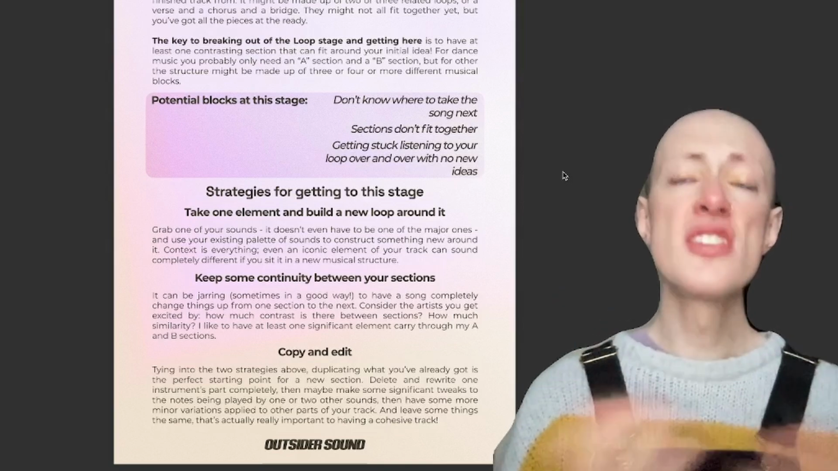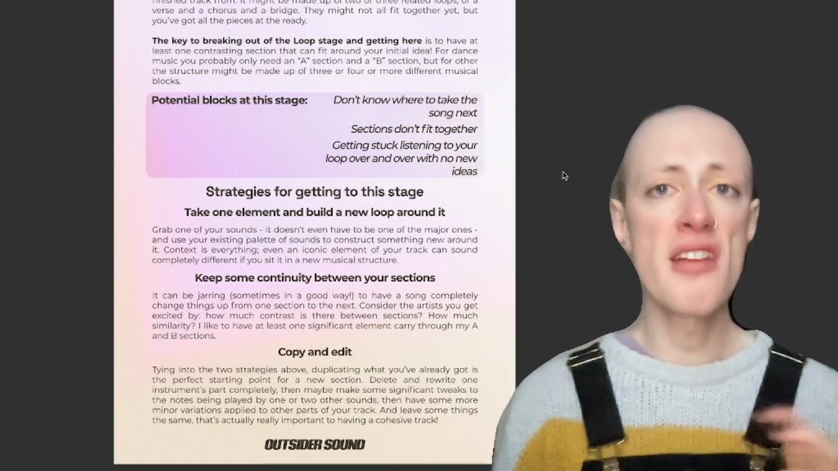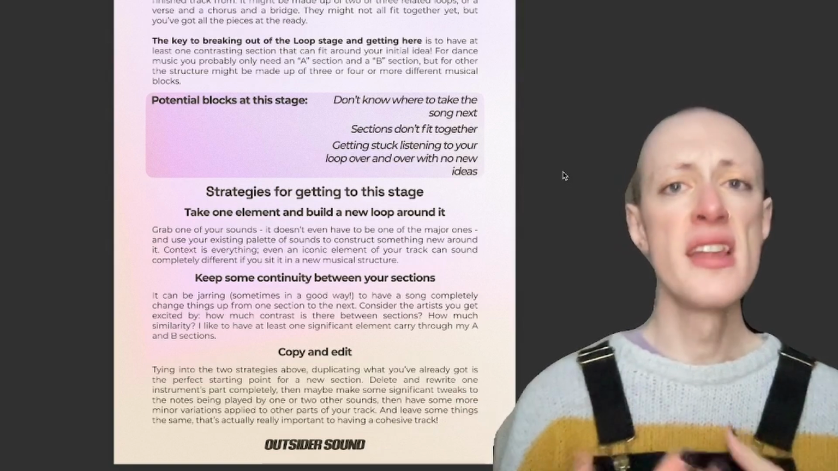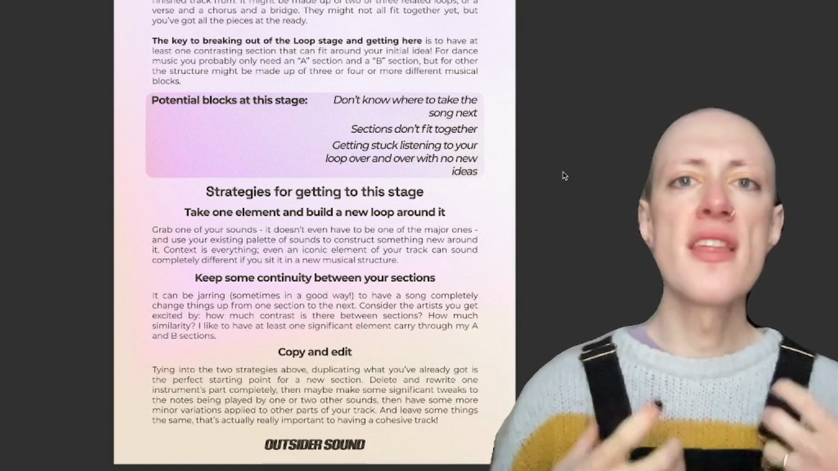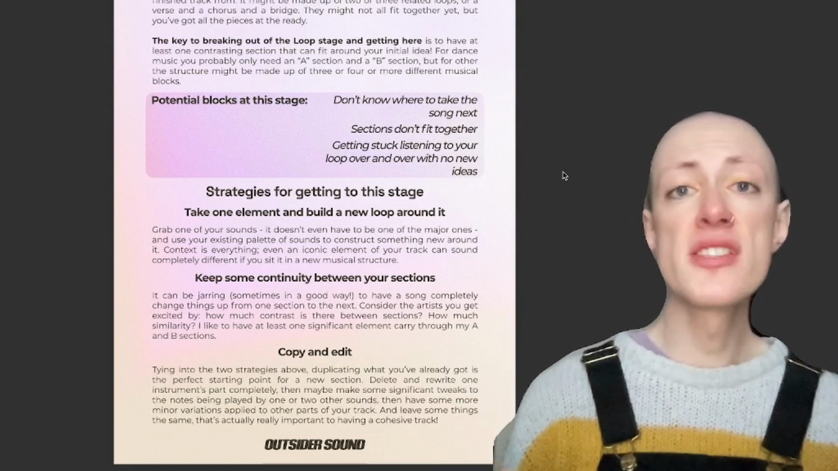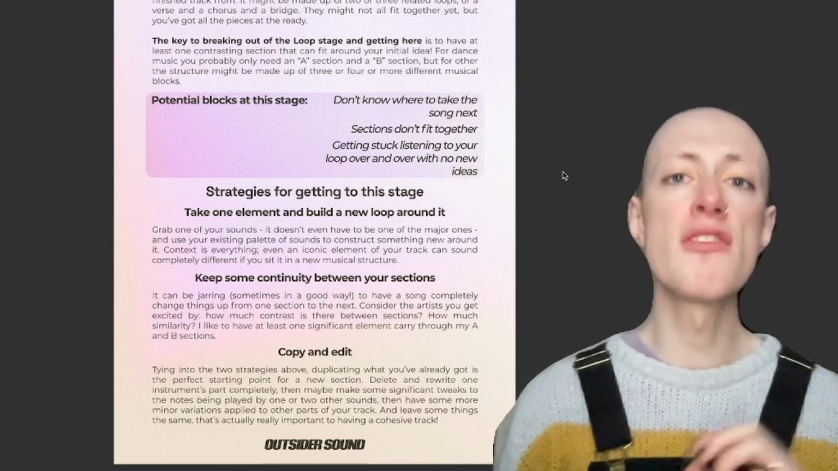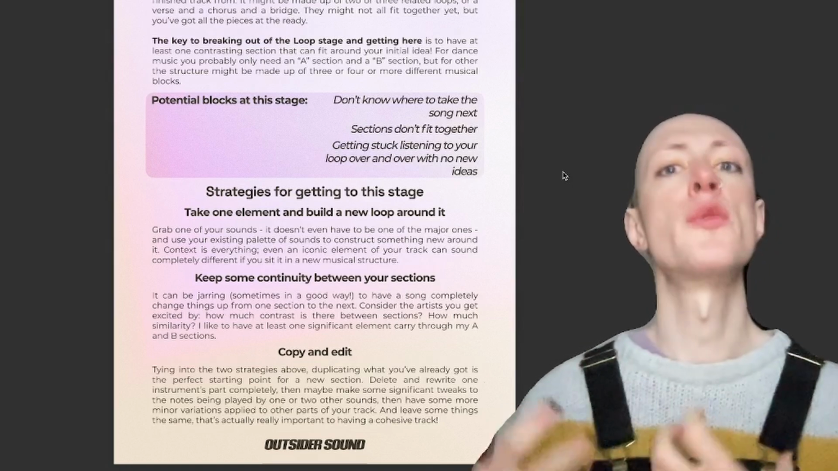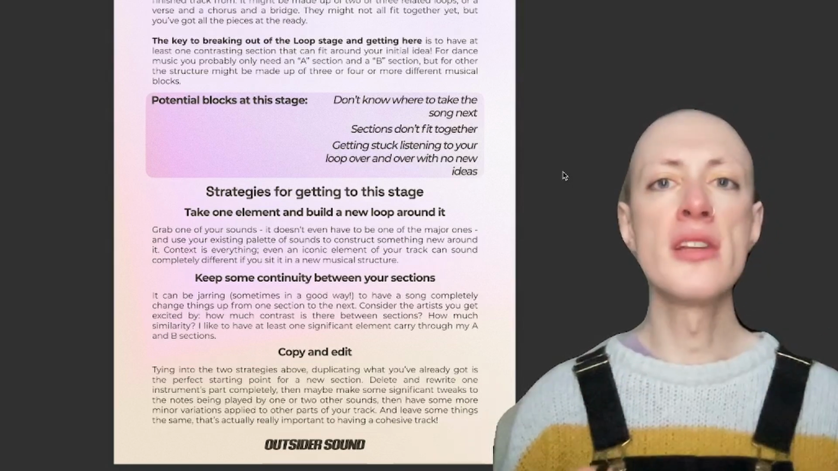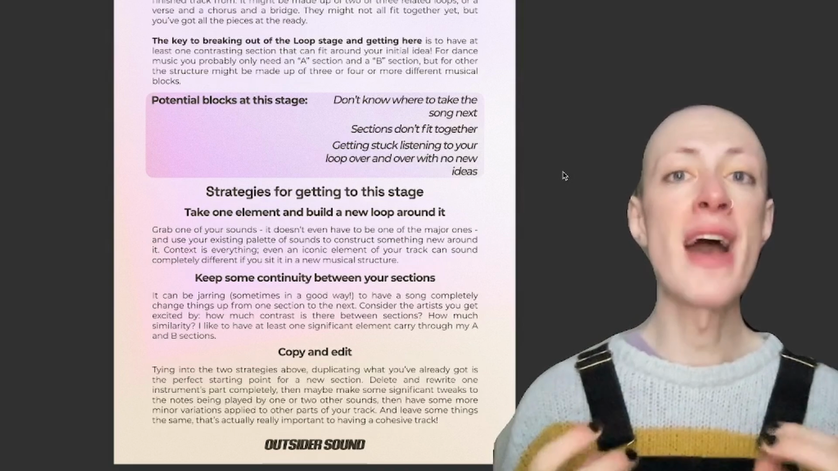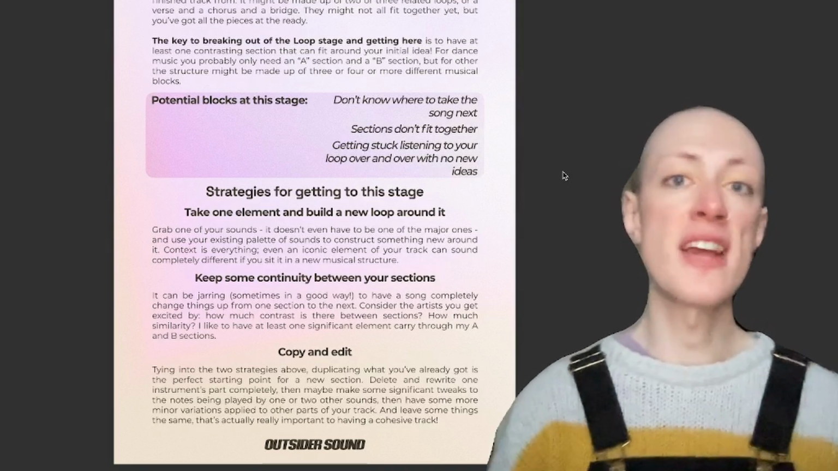Second potential block, the sections don't really fit together. They don't cohere into a whole that actually sounds like they belong in the same track. For some tracks, they are going to sound really different. That works in certain styles of music, other styles of music, not so much. So it's just about having an idea of what you're going for and what you're trying to achieve with your song so that you can make decisions accordingly in terms of how related your different sections are.